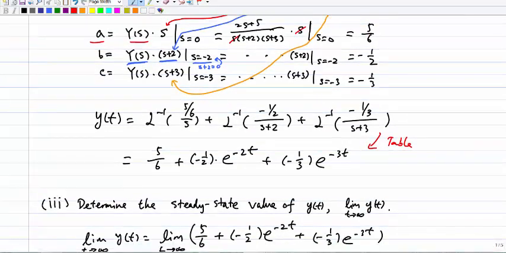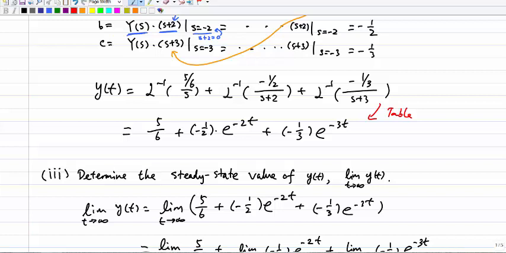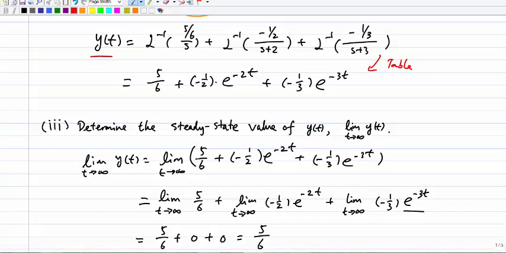Step 3 is to determine the steady state value of y sub t, meaning that I want to compute the limit of y sub t as t goes to infinity. Since we already computed the actual value of y sub t over here, we just take the limit. So the limit of y sub t as t goes to infinity is just the limit of individual components, assuming that the limit exists, of course. So the limit is of 5 over 6 plus negative 1 half e to the minus 2t plus negative 1 over 3 e to the minus 3t. We take the limit for individual components: the limit as t goes to infinity of 5 over 6, plus the limit for the second term, and then the third term over here.